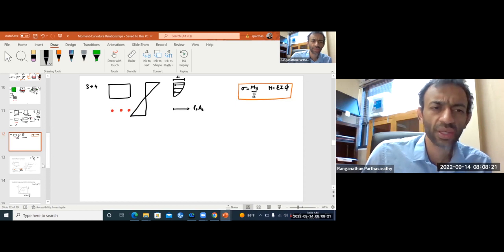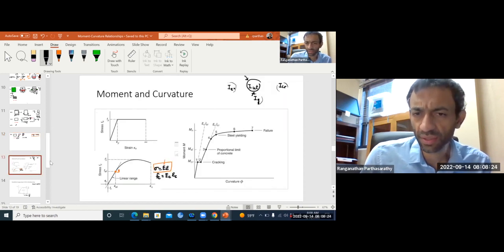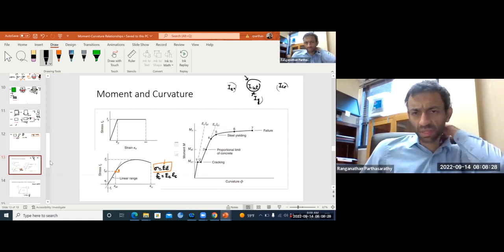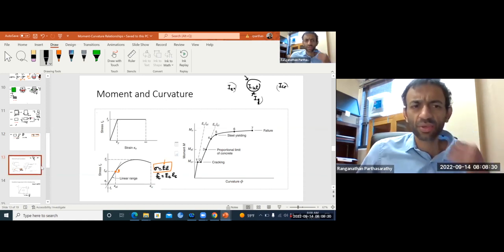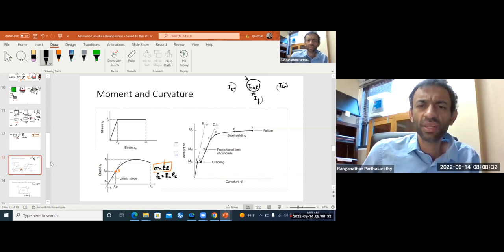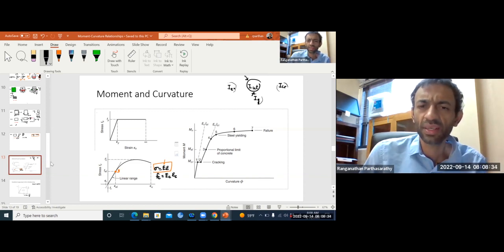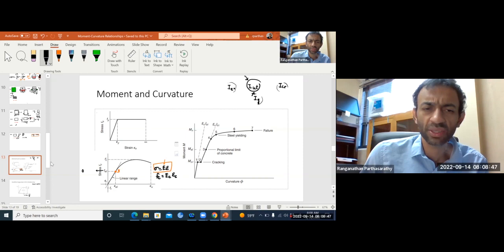We don't know. So at this, 0.4 is some intermediate point, okay? So how do you find this? 0.5 is for steel yielding. 0.4 is some intermediate point. For 0.3, proportional limit of concrete, this one you can take up to approximately 0.5 Fc prime.